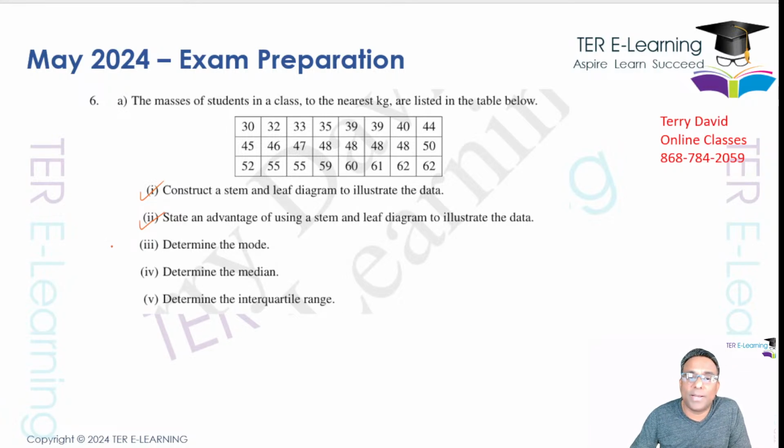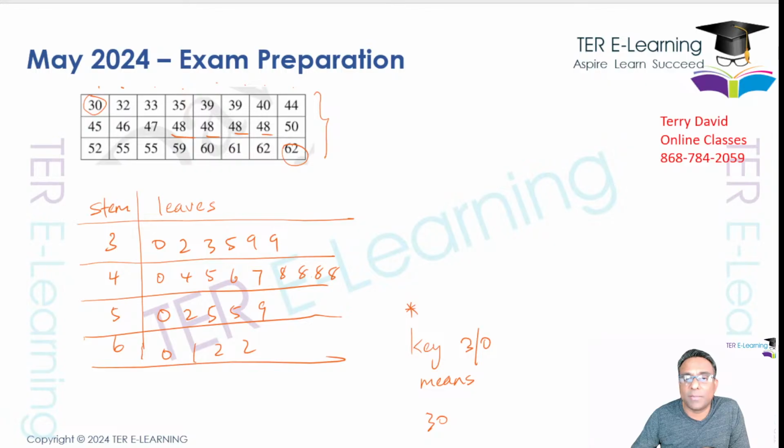So I want to know, based on the data, what is the mode? What is the mode? Let's look at this diagram instead. Could you all tell me what is my mode?